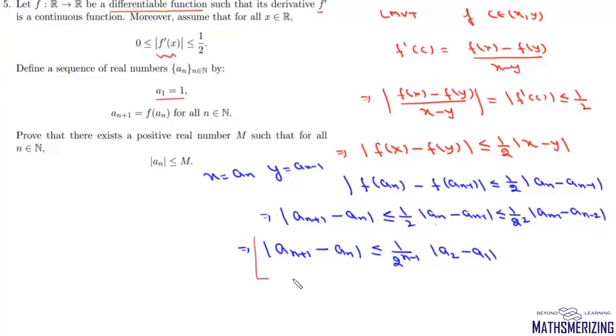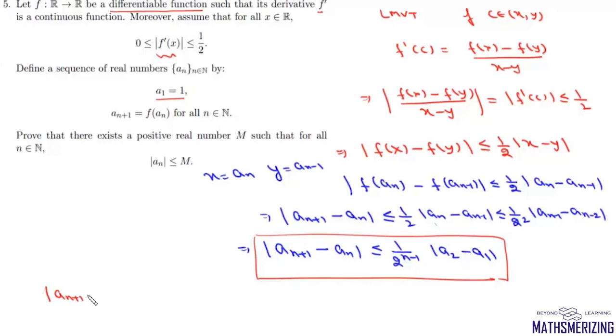So now we'll be using this result to prove that mod of a_n is less than or equal to some number M. So what we'll do is we'll write mod of a_{n+1} minus a_1. Now we can write mod of a_{n+1} minus a_1 as mod of (a_{n+1} minus a_n), and then plus (a_n minus a_{n-1}), and then it'll continue up to plus (a_2 minus a_1).